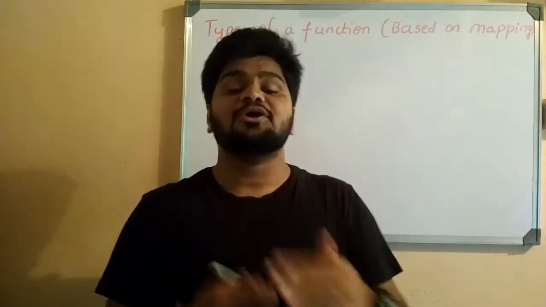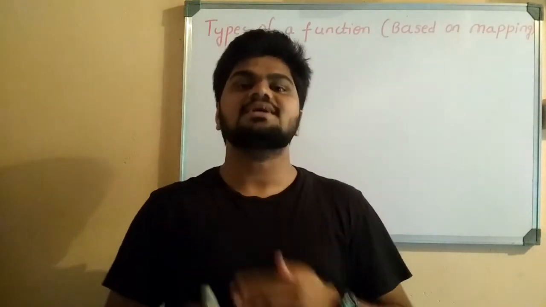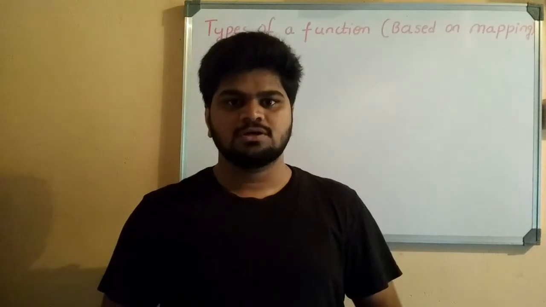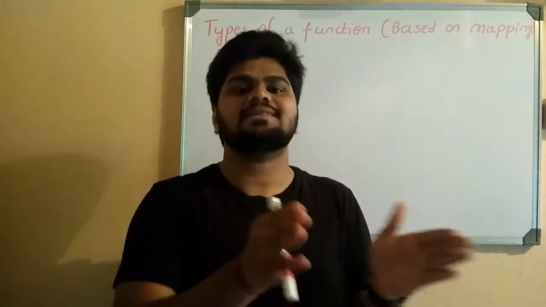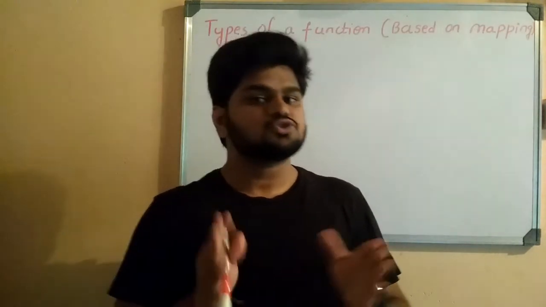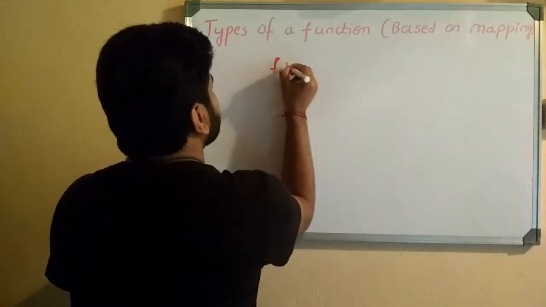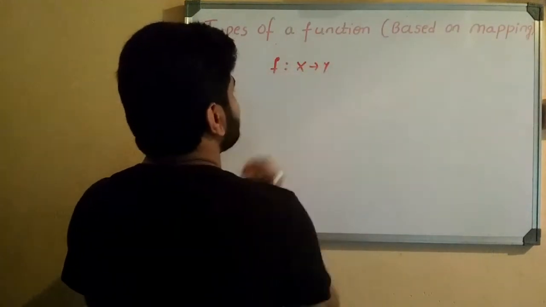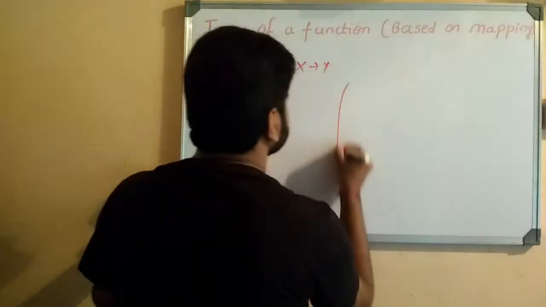Today we are going to study the types of functions based on mapping. So basically, what is a mapping? Mapping means how the elements of a domain make the image in a codomain. If you take the mapping f from X to Y, the set of all elements are like this.